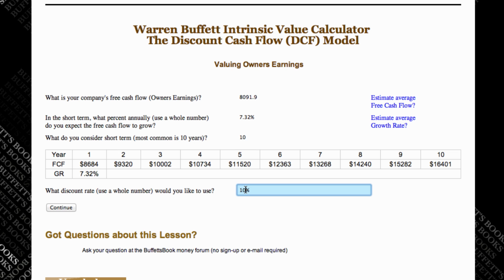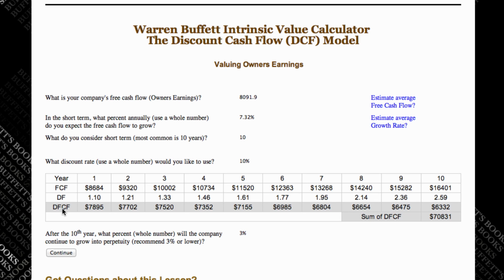For right now, you'll see that we built something into the calculator later on that helps you solve that very quickly. But for right now, let's just use a generic 10% as what return we'd like to get for owning this particular company. And so you can just leave that input field as 10%, and we'll go to the next step.